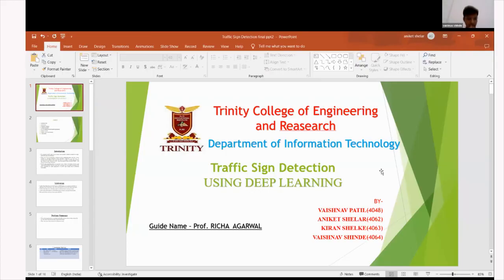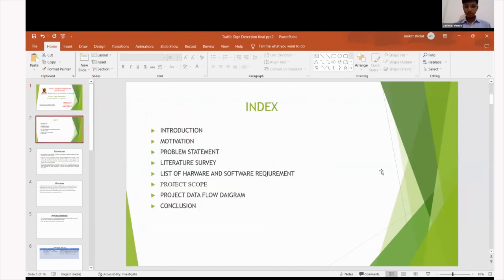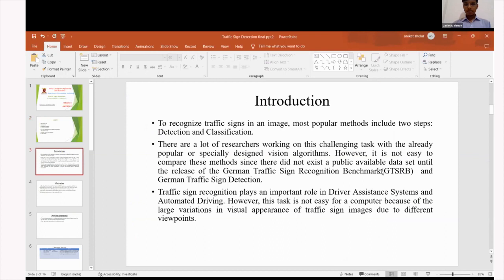Hello everyone, my name is Vaishnav Shinde from Trinity College of Engineering and Research, Pune, India. We have 4 members in our team. We all explain the presentation. Our topic is traffic sign detection using deep learning. The following topics are covered in today's presentation. First topic is an introduction of our project.